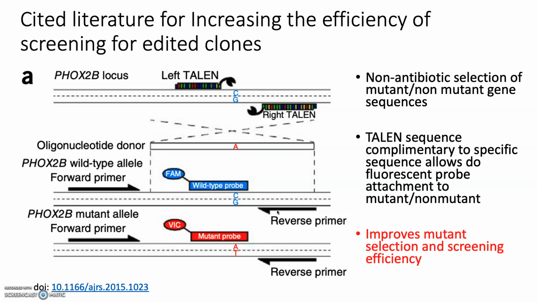So this one paper discusses a method of a non-antibiotic selection technique that selects for mutant and non-mutant genes in cells with fluorescent tags, and they use this TALEN sequence that finds the mutant and non-mutant sequences and allows for binding for a fluorescent probe. And this process basically improves mutant selection and screening as opposed to traditional methods. Although this isn't a process that they use in the paper, it was an interesting paper that they cited and build on.